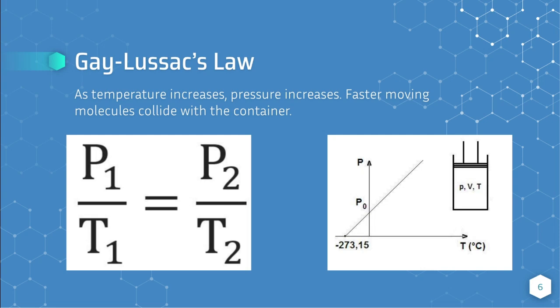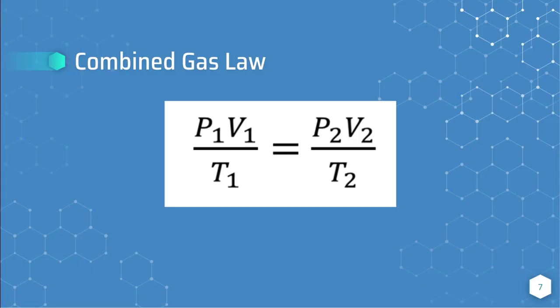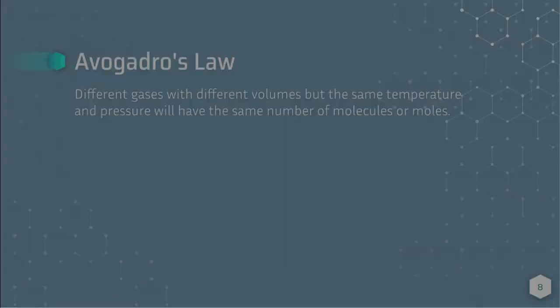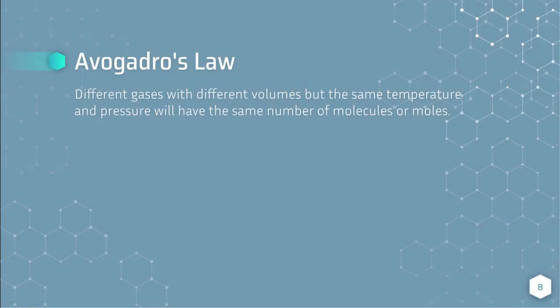Gay-Lussac's law. As temperature increases, pressure increases. Faster moving molecules collide with the container. P1 over T1 equals P2 over T2. The combined gas law can be used to calculate a gas's change in pressure, volume, or temperature. Avogadro's law. Different gases with different volumes but the same temperature and pressure will have the same number of molecules or moles.